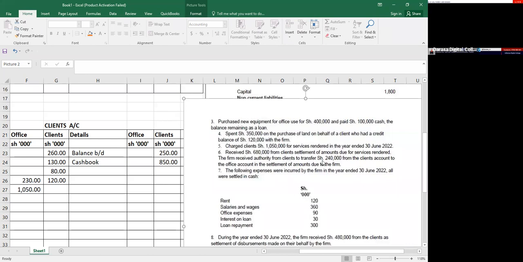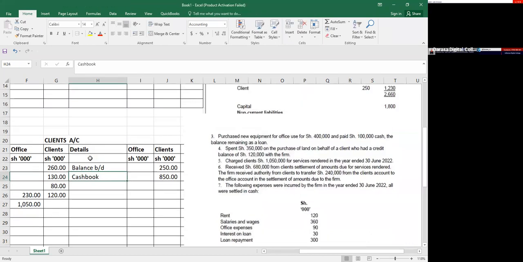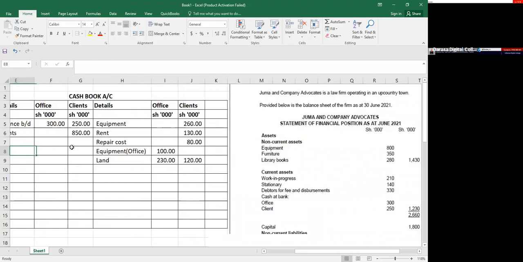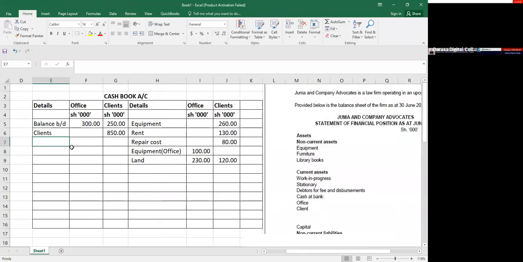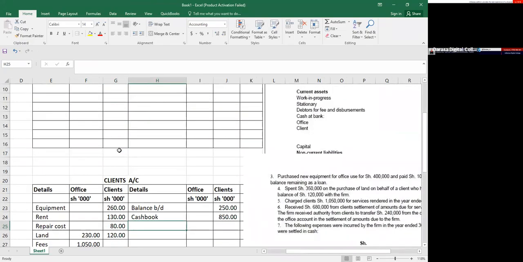So that is what you're going to do. A figure of how much? 680. We debit our cash book account. That's the figure that we are receiving. So receipt from client, debit 680, whatever you're receiving. Then we come here, we are having cash book, $680. Okay. Once we have that, we proceed to the next item.